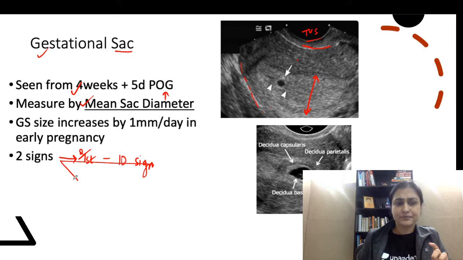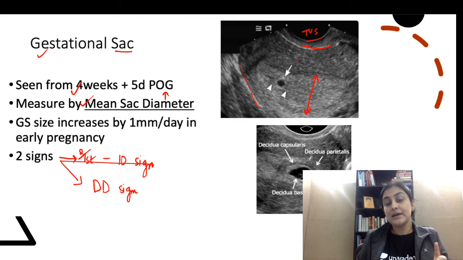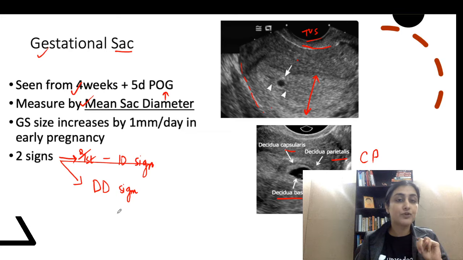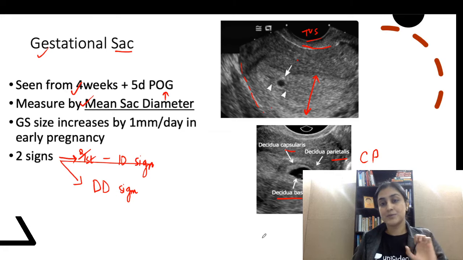The second sign, which is very important, is the double decidual sign. So what is the double decidual sign? In the double decidual sign, we will see that surrounding the Gsac, do you see this Gsac here, you have these 2 decidual layers. How do we remember which 2 decidual layers make the double decidual line? You have to remember capsularis and parietalis. Remember CP, Connaught Place. These are the 2 decidua which will surround the Gsac, capsularis and parietalis, whereas basalis forms the other end. They will ask you the double decidual sign is made up of which 2 decidual layers? So CP, capsularis, parietalis.